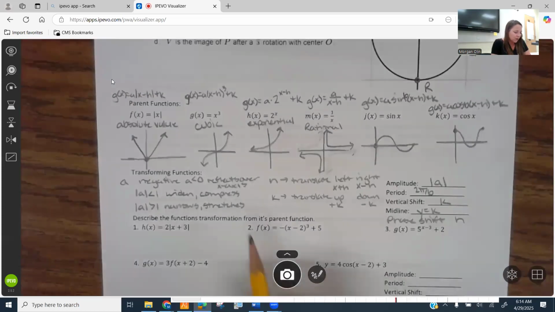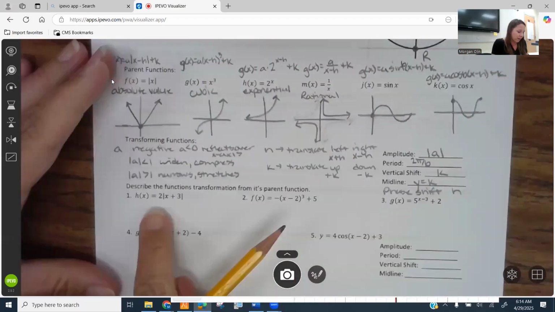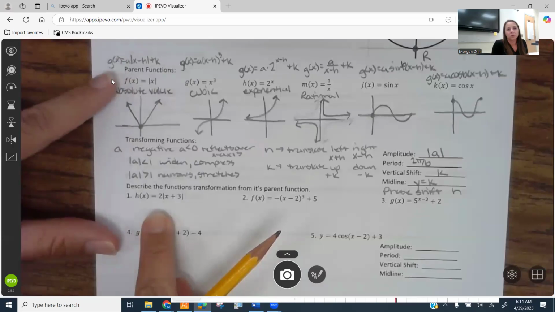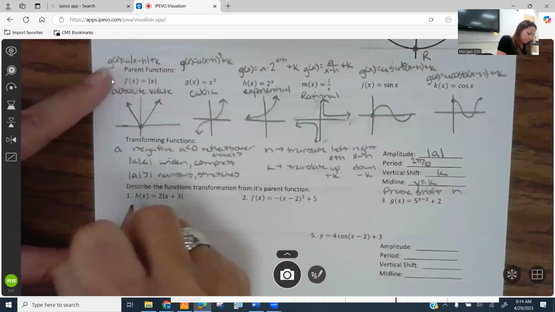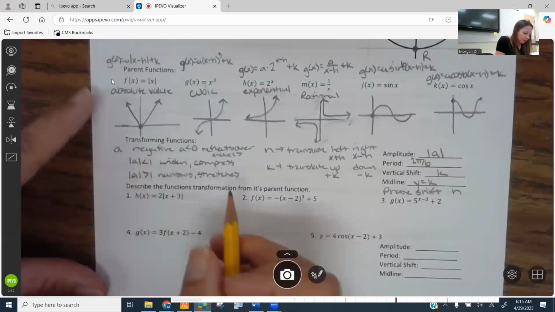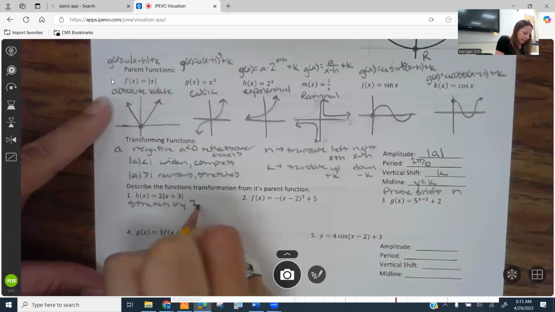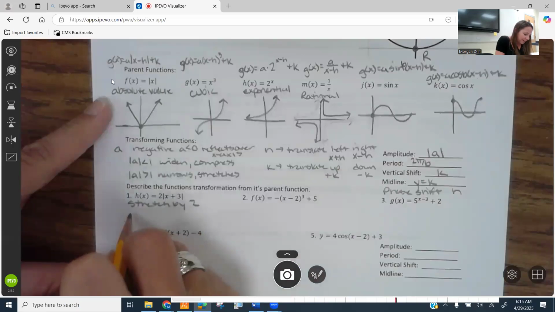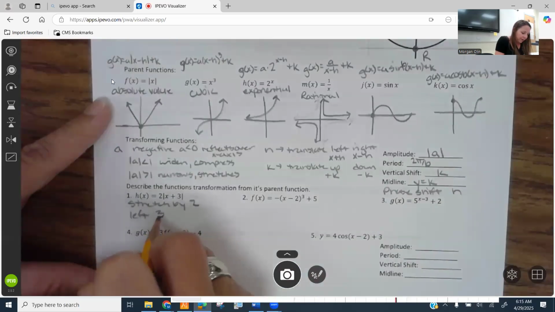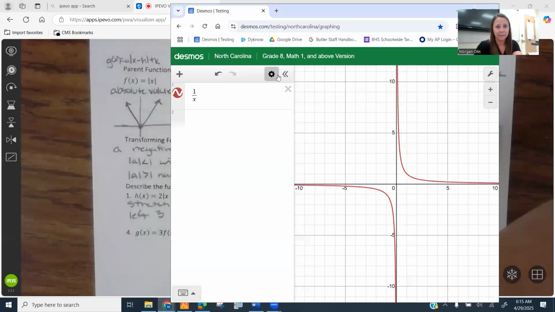Okay, so let's describe the functions and their transformations from their parent function. What is this one? It's an absolute value. Here was its parent function. It got an A value of 2, and 2 is greater than 1, so it's going to stretch by 2. And then when I have plus 3 with the x, that means it's going to go left 3. And if you need to, we can graph both of these and actually visualize this.